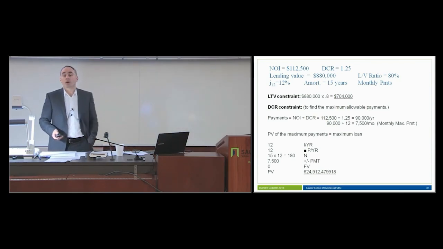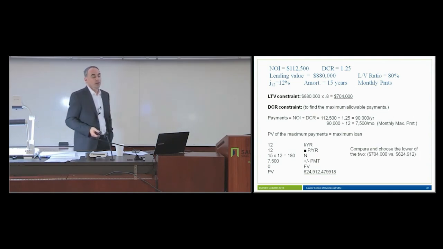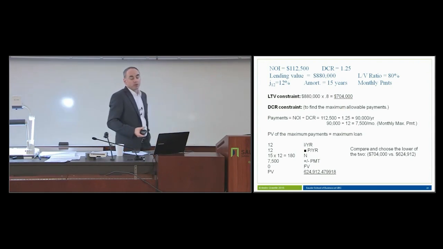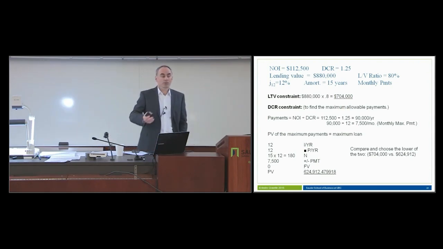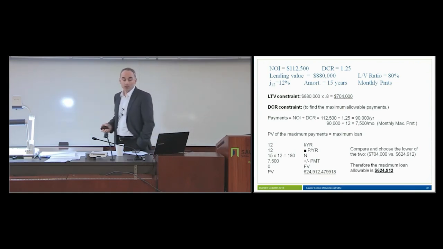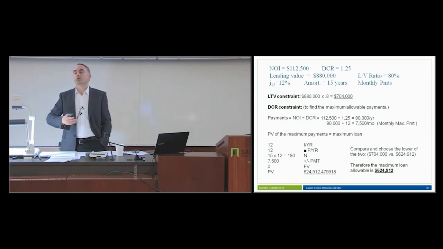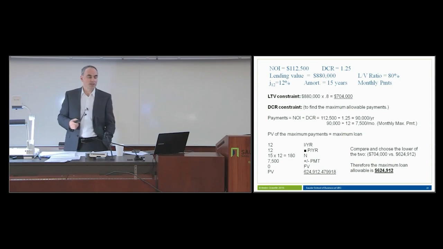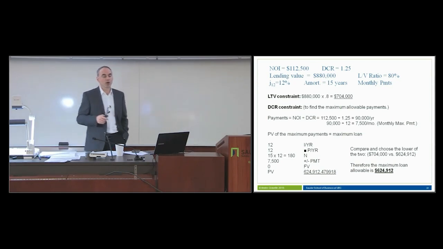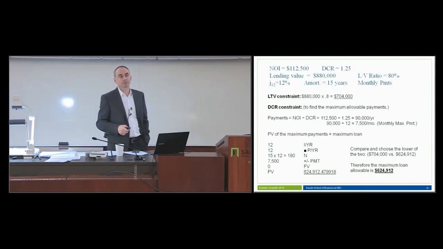So now what we do, we've got two maximums. We've got a maximum based on the loan-to-value ratio and a maximum based on the debt coverage ratio. So we compare and choose the lower of the two. So $704,000 versus $624,000. Of course, $624,000 is the lower. So therefore, the maximum loan allowable is $624,912. And I believe this question said round to the nearest dollar, so we'll leave it at dollars.